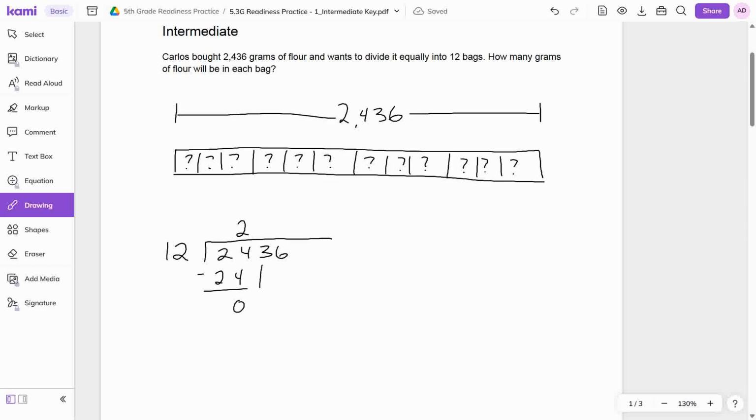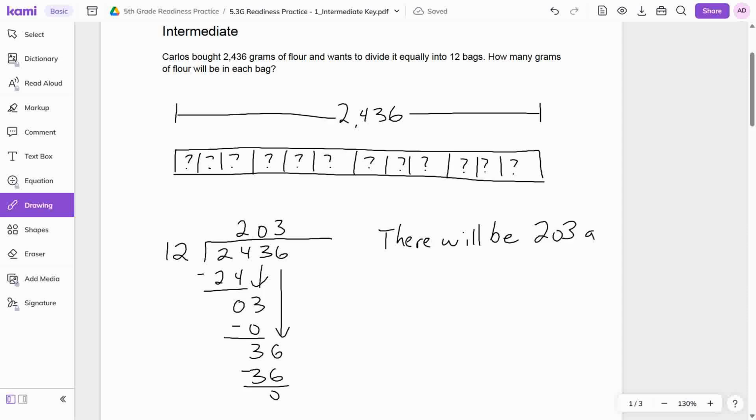So we bring down one digit at a time. 12 does not go into 3, but we still need that 0 there, because now we can bring down our other digit, 6. 12 goes into 36 3 times. That's going to go in evenly. We're going to have no remainders. So how many grams of flour will be in each bag? We can write a sentence saying there will be 203 g, and g is our abbreviation for grams, in each bag.